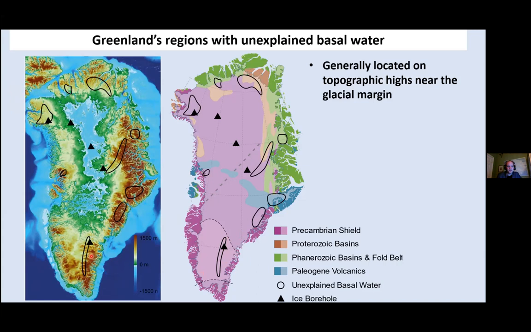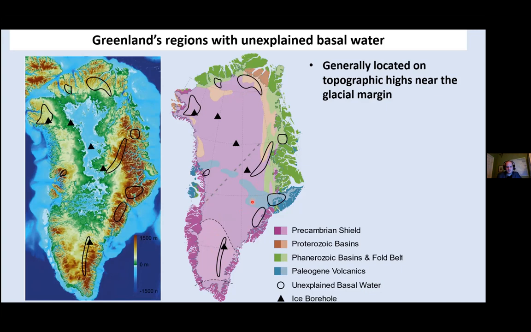And secondly, these regions span the range of major geologic terrains of Greenland. So you might well get evaporites in your Phanerozoic basins, but evaporites would be highly unlikely in your Precambrian shield, as well as your volcanics. It's just not going to have evaporitic rock.